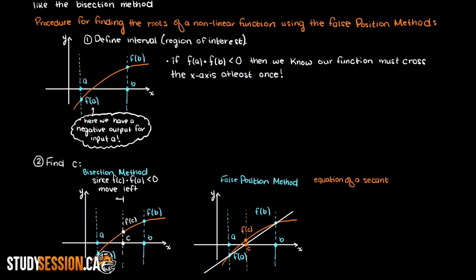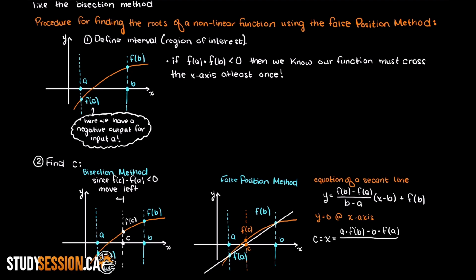Well, let's remember the equation for a secant line. That is, a line that passes through 2 points is the following. We also know that at our root, y is always going to be 0, as we're on the x-axis. Therefore, we can always find our c value through the following formula. Now, we can apply our output product test.